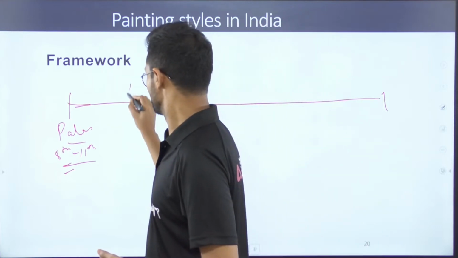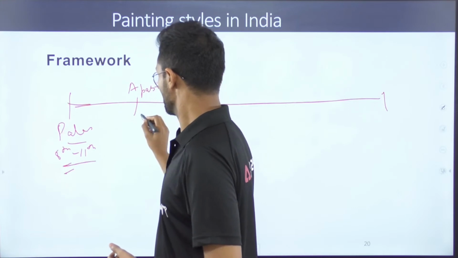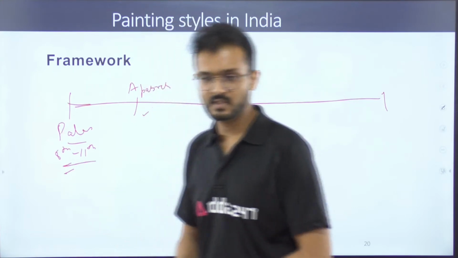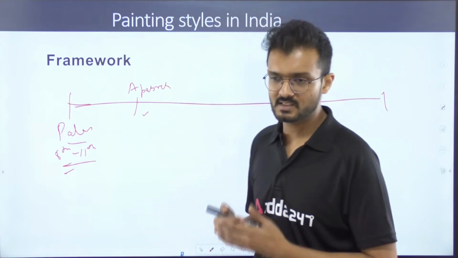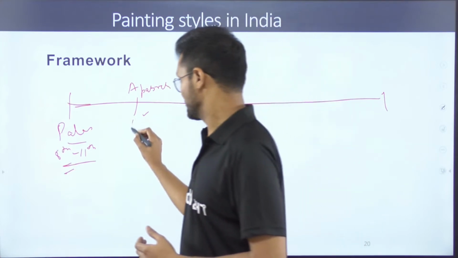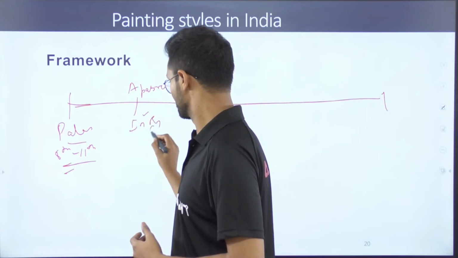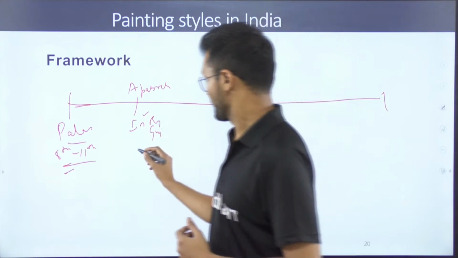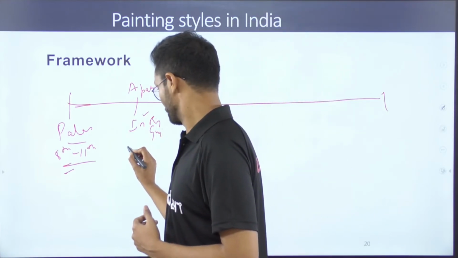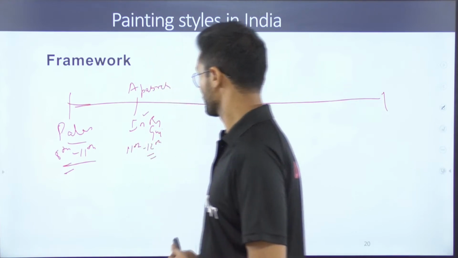After that, there is Upbrun's school of miniature painting. Upbrun's school of miniature painting was in West India, in Rajasthan and in Gujarat. This school of painting was popularized in the 11th to 12th century AD.